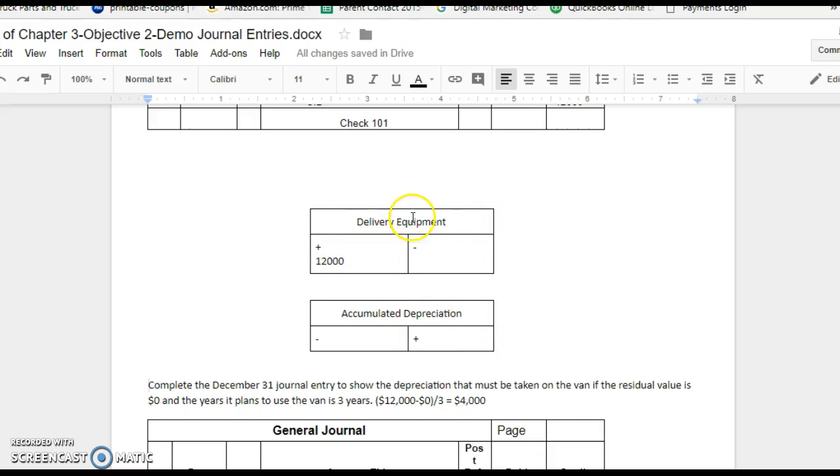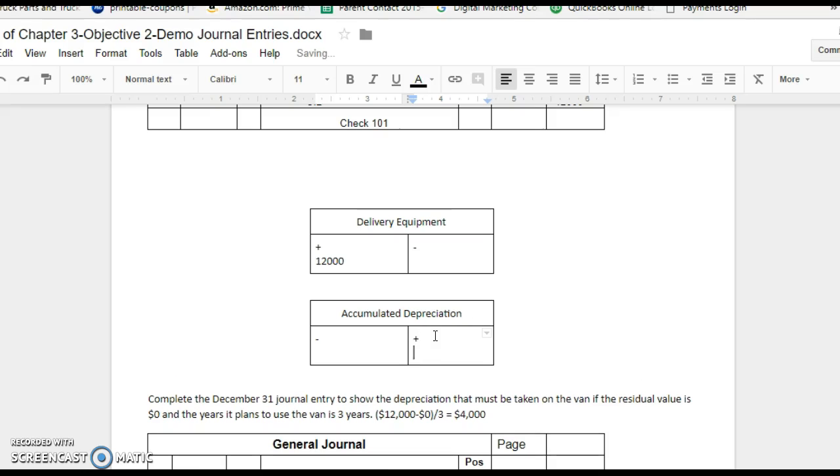Since delivery equipment is an asset, it does increase on the debit side. Accumulated depreciation goes against this. It's a contra asset. So contra means opposite signs. Accumulated depreciation will go against the delivery equipment to show you what the book value is. This minus whatever is in your accumulated.